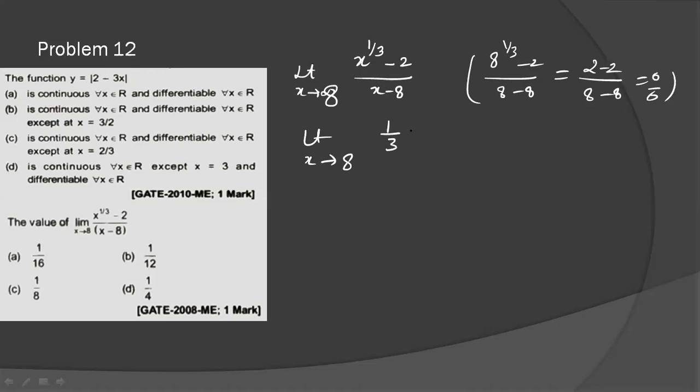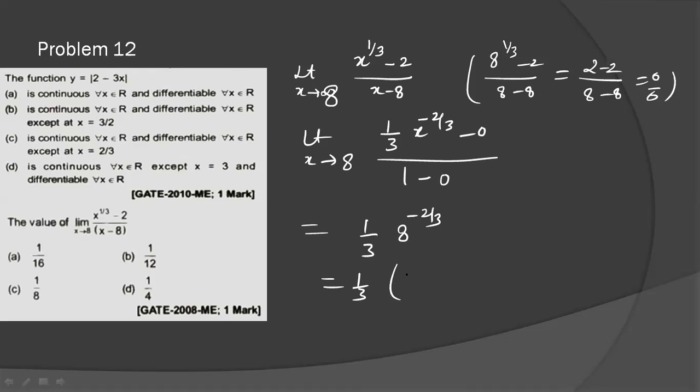So it will be 1 by 3 x to the power minus 2 by 3, the derivative of minus 2 will be 0, the derivative of x will be 1, and the derivative of 8 will be 0. Now if you apply x equal to 8, 8 to the power minus 2 by 3, so it will be 2 cubed to the power minus 2 by 3. 3 is cancelled out, 1 upon 3, 2 to the power minus 2, 1 upon 3, 1 upon 4. So the limit will be 1 upon 12.